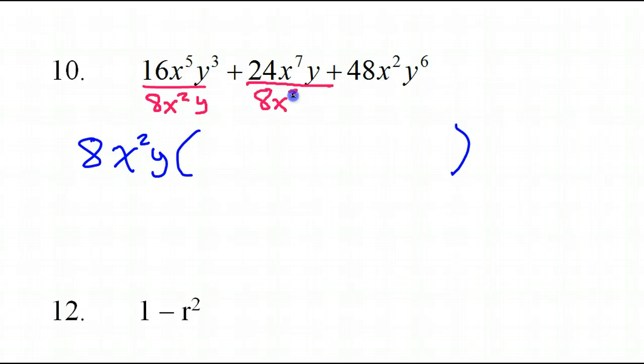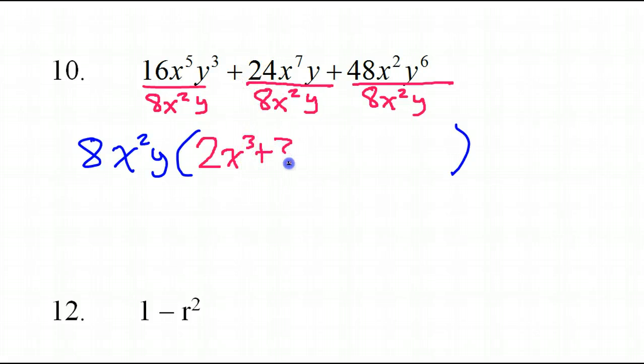8x squared y. 8x squared y. 16 divided by 8 is 2. These two x's cancel out 2 of these x's, leaving 3. 24 divided by 8 is 3. These two x's cancel out 2 of these x's. Oh, I forgot the y's. Ha ha. Let me leave space anyway. The y's. This y cancels out one of these y's, leaving 2 y's behind.